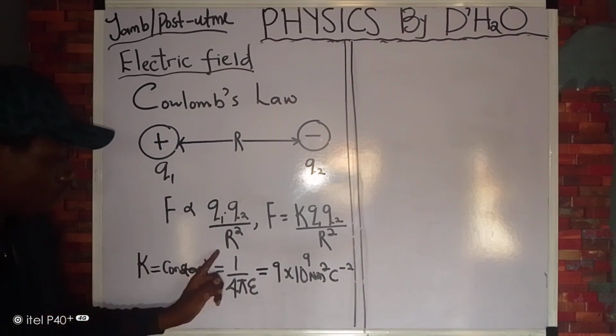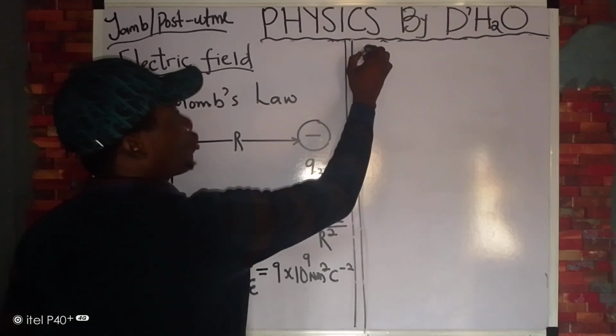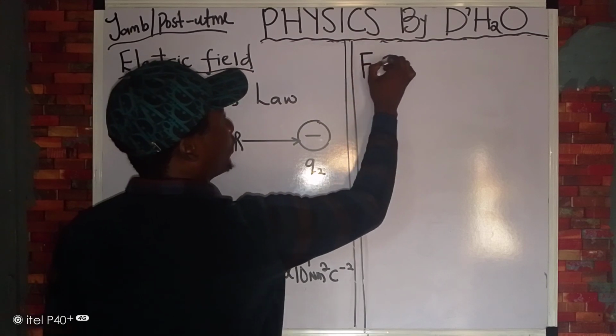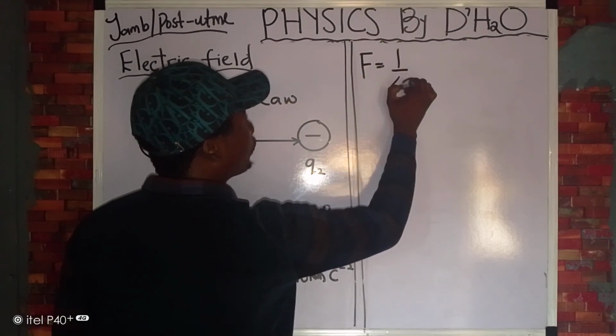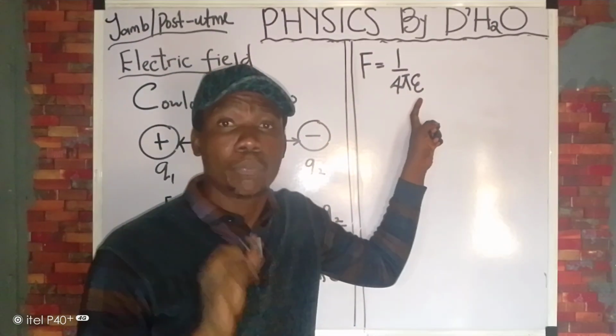So if our K is 1 over 4 pi epsilon, can I substitute this into this formula? Yes. It means that my force of attraction or repulsion will now be equal to 1 over 4 pi, then permittivity. Remember I said this guy is called permittivity.